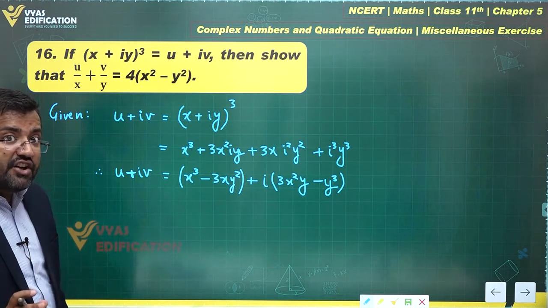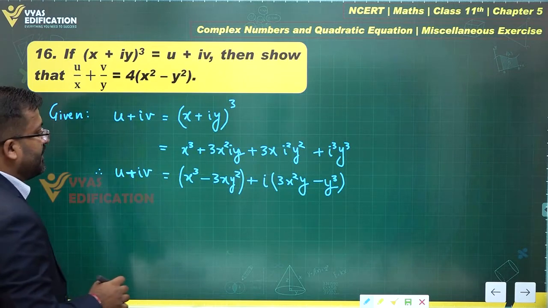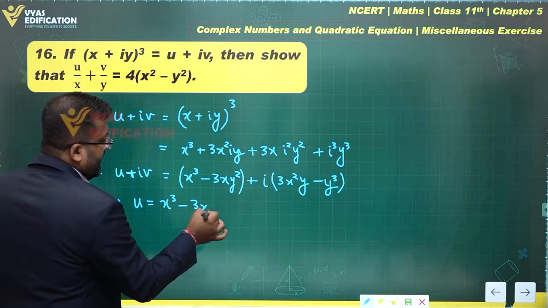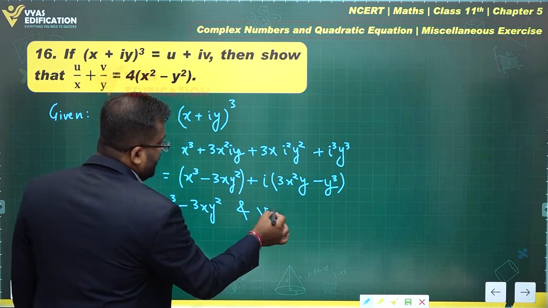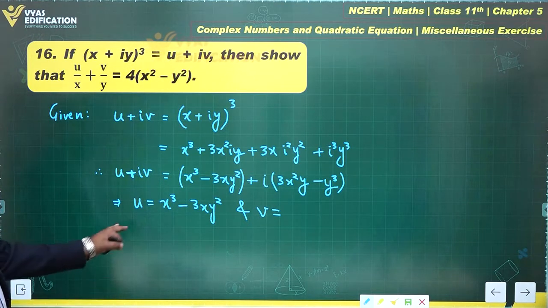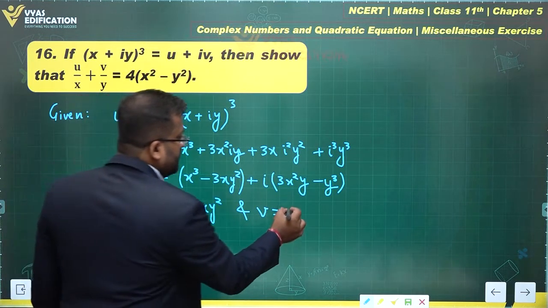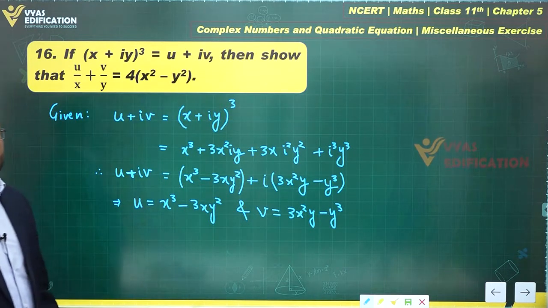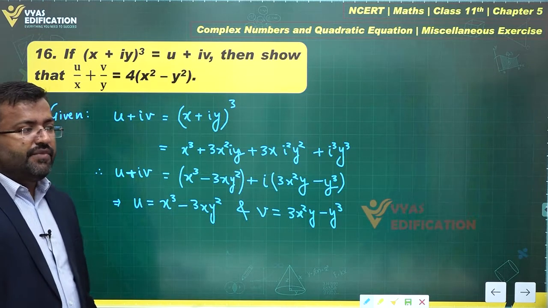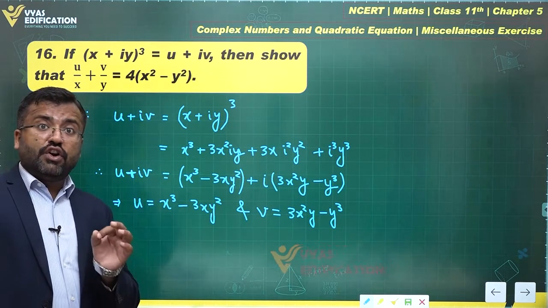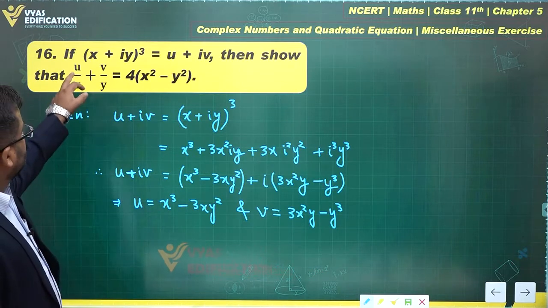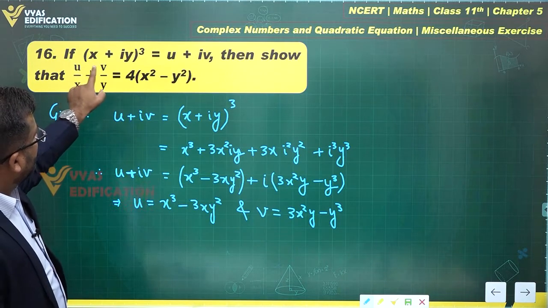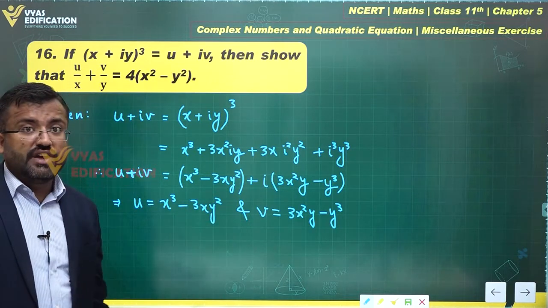And on comparison of real parts and imaginary parts, we get u equals x^3 minus 3xy^2, and v is equal to 3x^2 y minus y^3. This is what we have. The real part is equal to the real part, the imaginary part is equal to the imaginary part. Now always keep an eye on what is to be proved. We are supposed to prove u/x + v/y. You observe that u and v are only present at one location, and therefore we have found the values of u and v. Now what next?